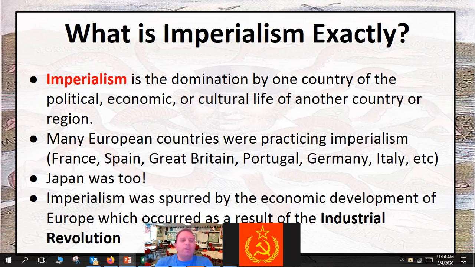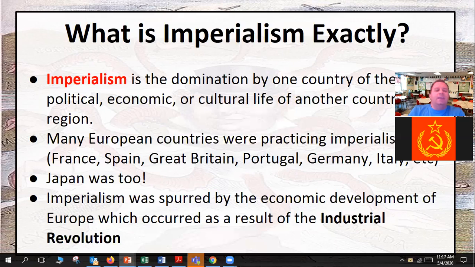Okay, we know that a lot of European nations were practicing imperialism, and that for some of them it was on the rise, like the Dutch, like the British. For others, it was beginning to fall, like the Spanish, like the Portuguese, okay? So we're kind of moving to the end of their era. We also know that imperialism is certainly jump-started, or kind of kicked across the starting line, by the Industrial Revolution, okay?